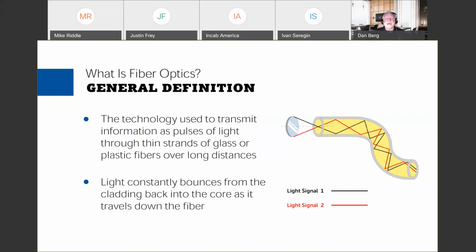And what we're saying is that any light ray that propagates into the fiber at an angle greater than the critical angle will stay within the fiber and bounce its way on down till the end. Any light ray that is less than the critical angle will more than likely get refracted out and lost.